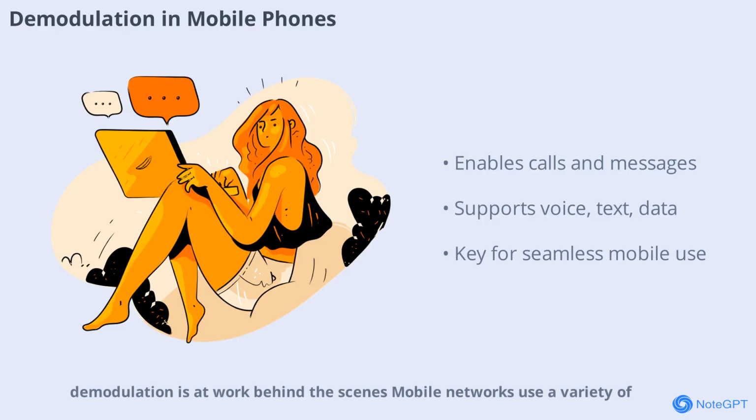Every time you make a call or send a message on your mobile phone, demodulation is at work behind the scenes. Mobile networks use a variety of modulation and demodulation techniques to transmit voice, text, and data. The efficiency and reliability of these processes are key to the seamless communication we enjoy on our devices.